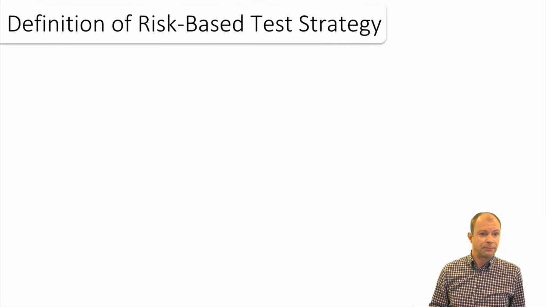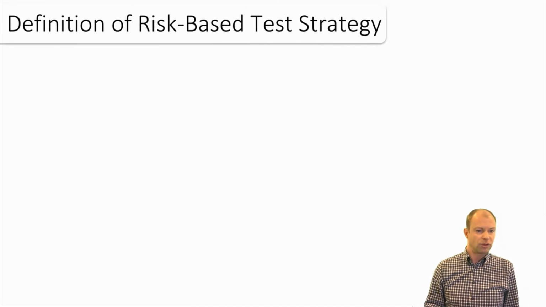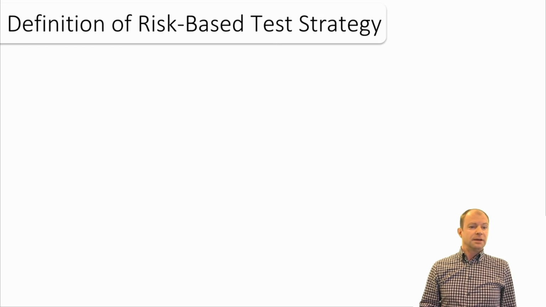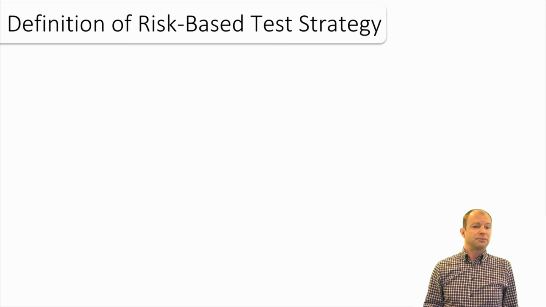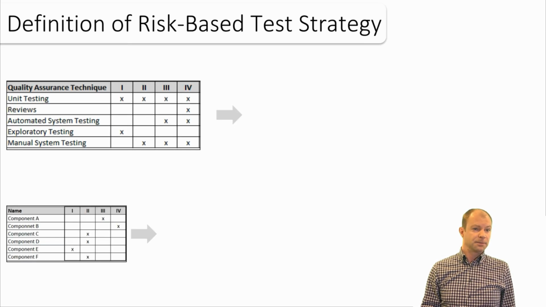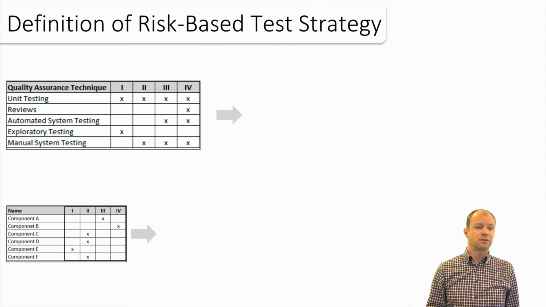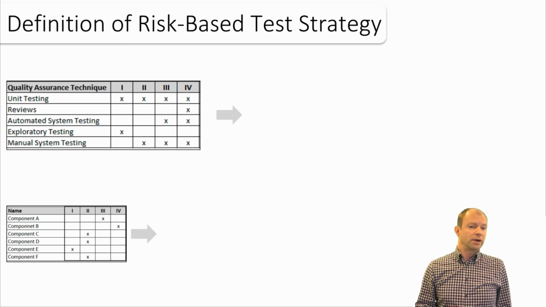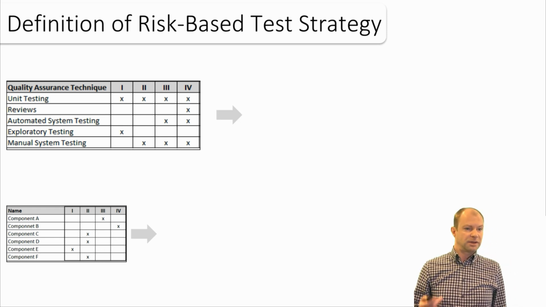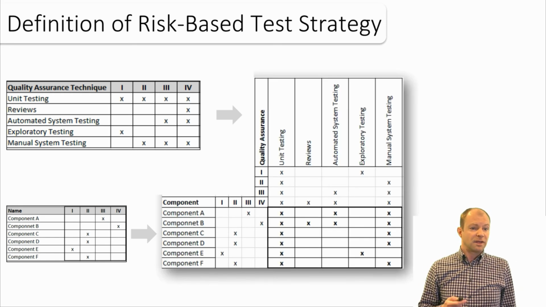And so we finally come to the definition of the risk-based test strategy based on the risk levels that were assigned before. A test strategy describes how testing is organized and performed for each risk level. As input, we have the components and their risk levels, as well as the quality assurance techniques like unit testing or even specific test design techniques and their intensities. In the risk-based testing strategy, risk items are mapped to quality assurance measures via the risk levels.